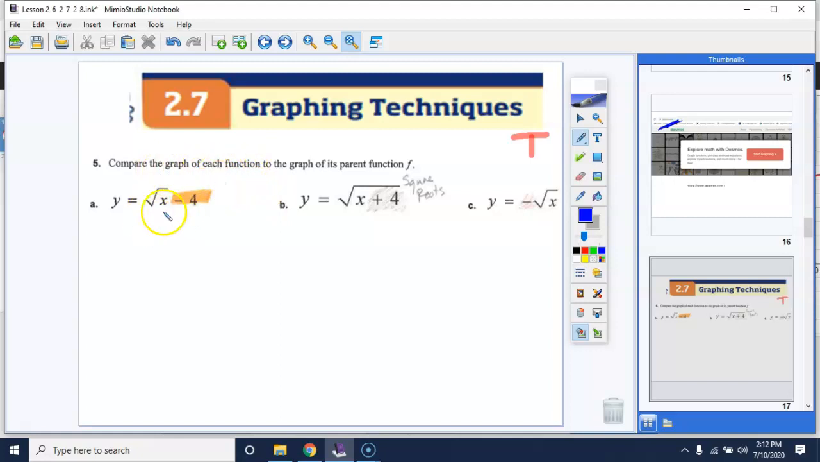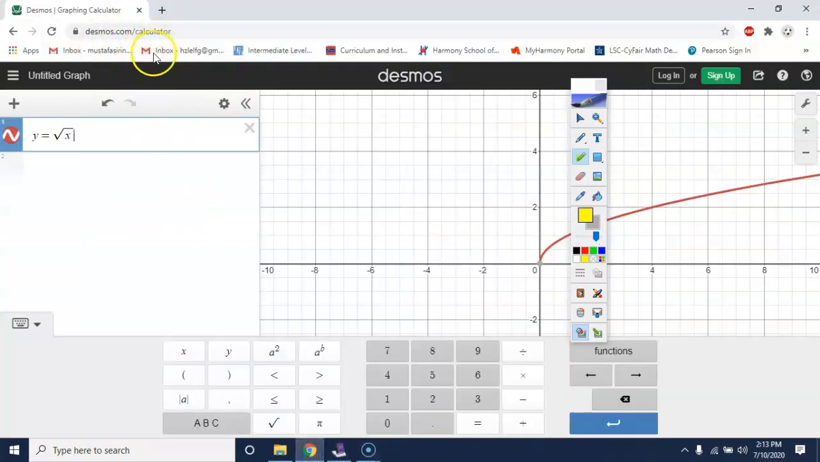Compare the graph of each function to its parent function. As you see, we have a square root here, so my parent function should be y equals square root of x. This is my parent function. I'm going to graph this and I will graph the other, and compare them. I will see what the transformation is. So let's go to Desmos again.